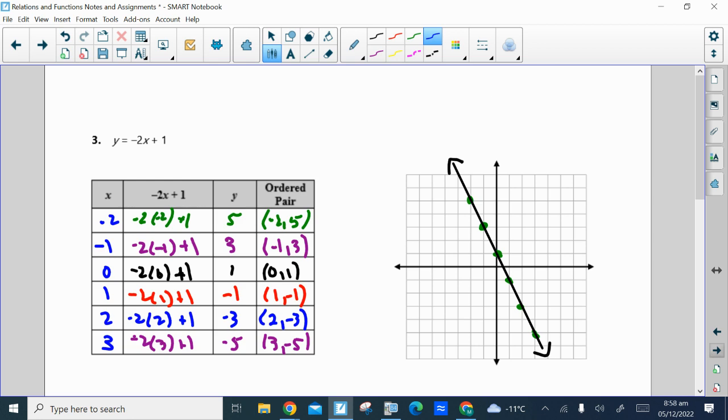On this last one, same thing. X is increasing by 1. The y values are decreasing by 2. And because the y values are decreasing, that's why we have a negative slope. The line is falling as you go left to right.